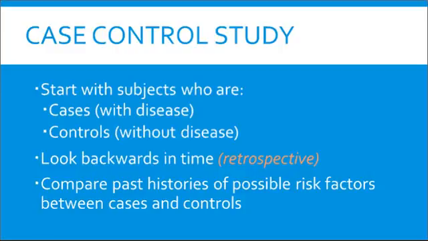Finally, I want to talk about case control studies. In case control studies, we're starting with a group of individuals who have a certain disease, they're the cases, and a group of people who don't have a disease, they're the controls. And then we look backwards in time to determine why do some people have the disease and others don't. And so we're really looking retrospectively for factors that might be associated with the certain outcome of the disease versus no disease.